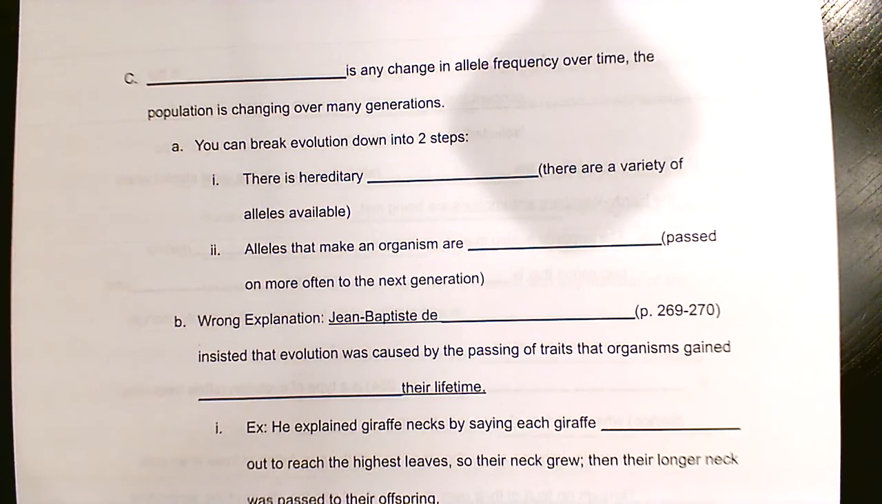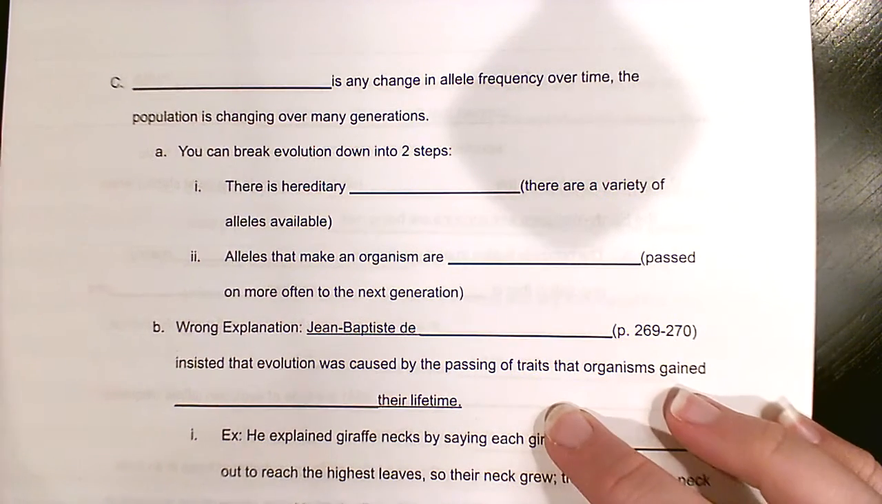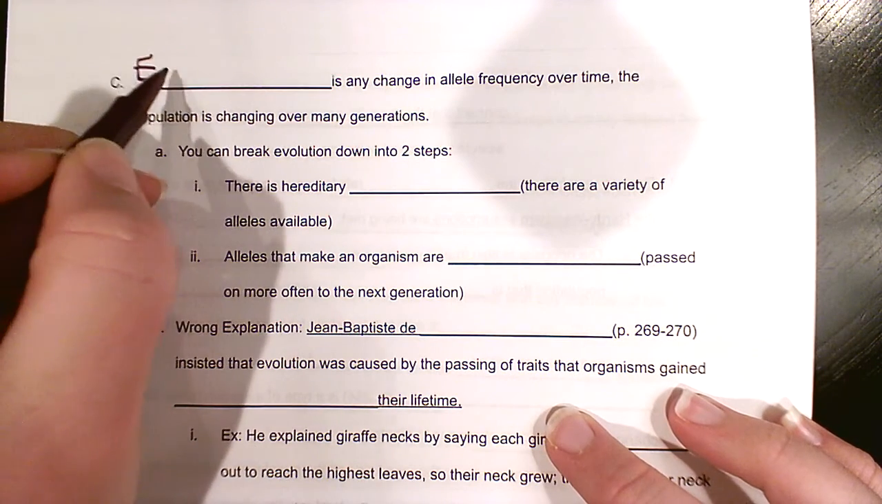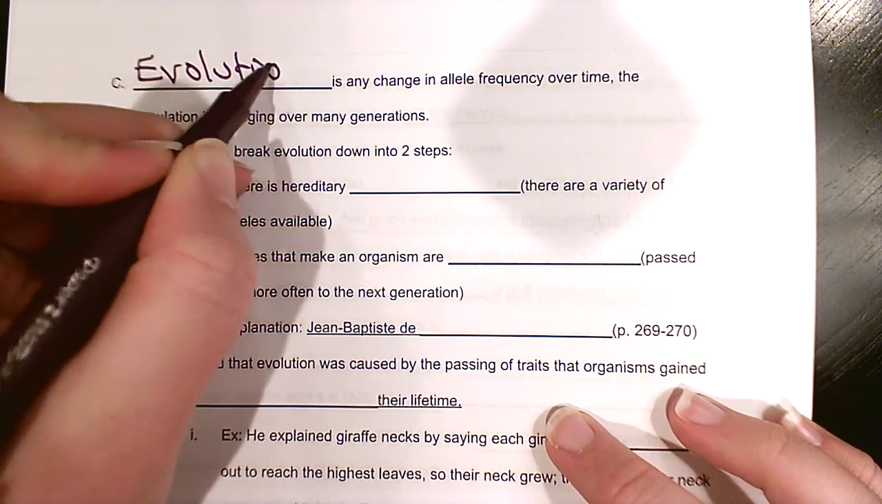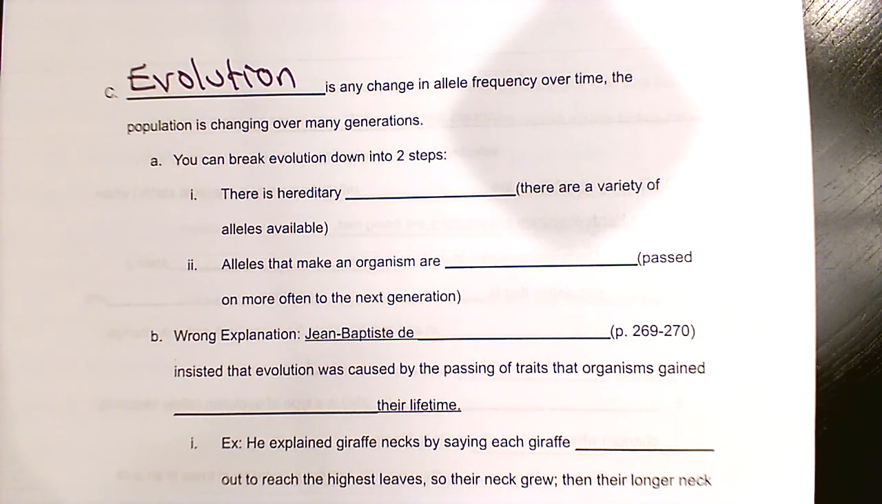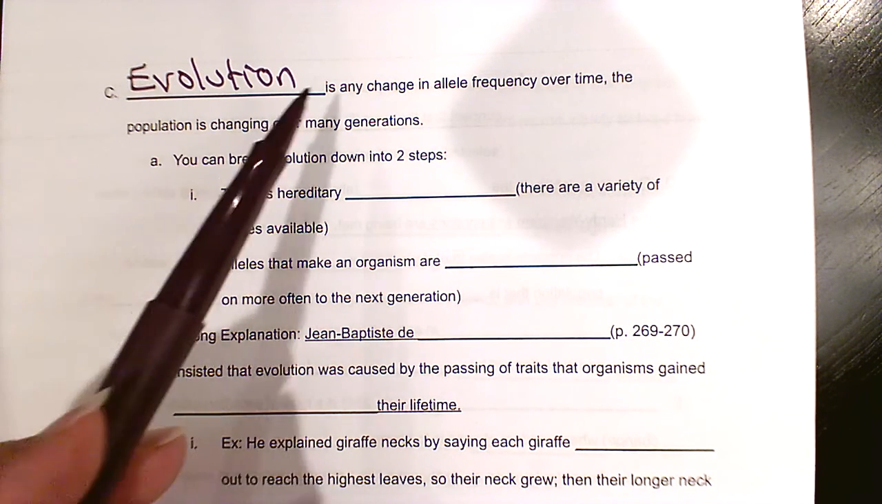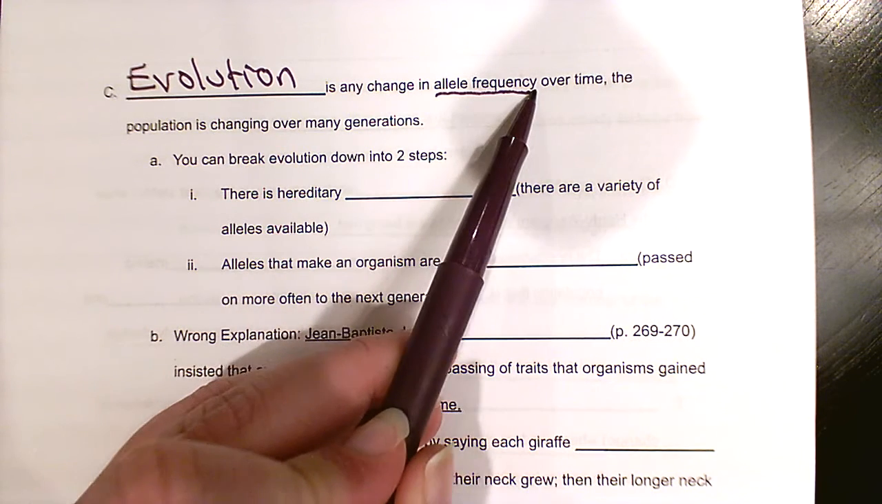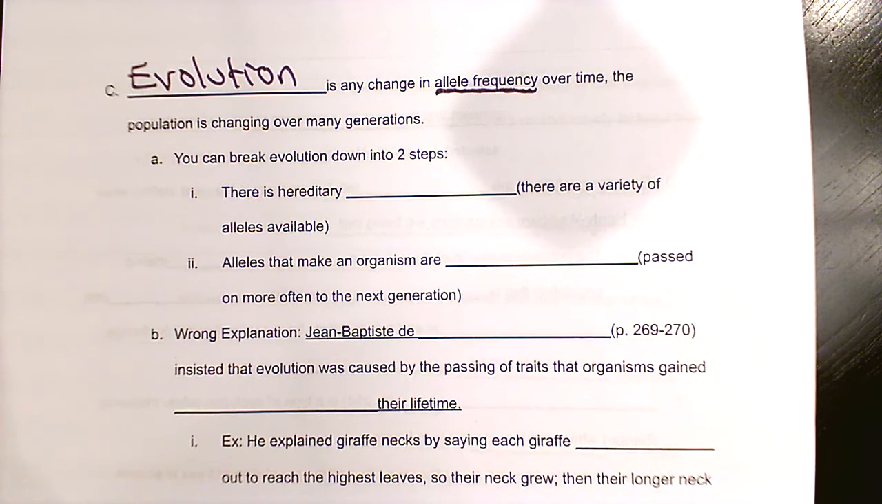All right, I just want to do a tiny bit on the next page, then we're going to stop, because I felt like we just kind of went into this. So we are tweaking our definition of evolution because we have more information and we're going more in depth than we did last year. So evolution is any change in allele frequency over time.